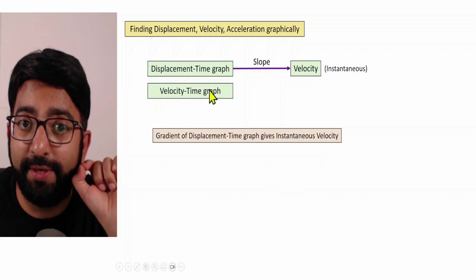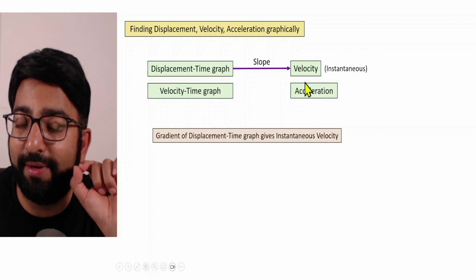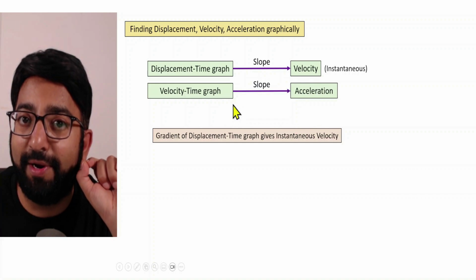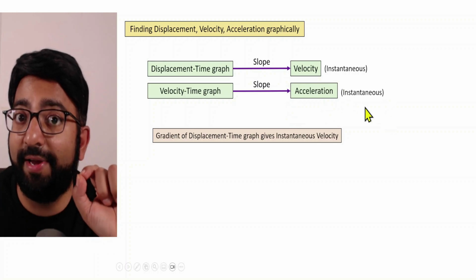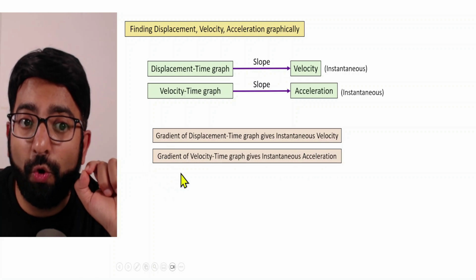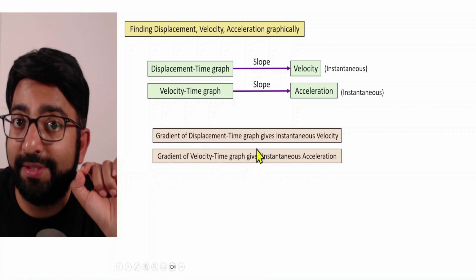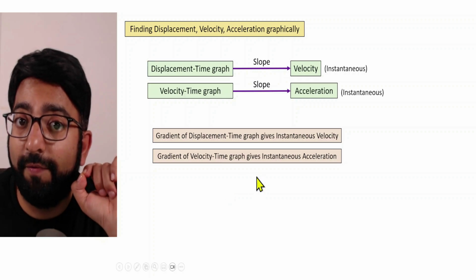Similarly, if the exam question gives us a velocity time graph and we are supposed to find acceleration, all we need to do is just figure out the slope. So the slope of the velocity time graph will give us acceleration. To be more specific, it is instantaneous acceleration. And hence we can say gradient or the slope of a velocity time graph gives instantaneous acceleration. Let us understand this logic with the help of a diagram.